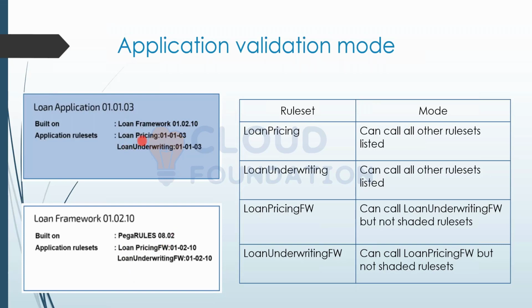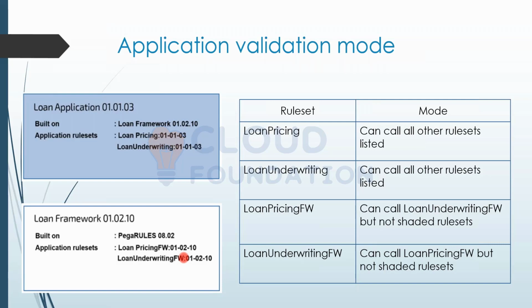Now, loan pricing FW. Can it access rules from loan application, from your loan pricing or loan underwriting? No, because they are not part of the same application. Still, if we try to check, they are above your stack. They are not below. So you cannot access rules from pricing or underwriting, but you can access from loan underwriting FW, again because it is the same application. Then what about loan underwriting FW? What all can it access? It can access loan pricing FW, but it cannot access the loan application.